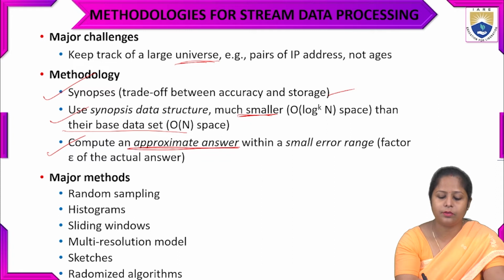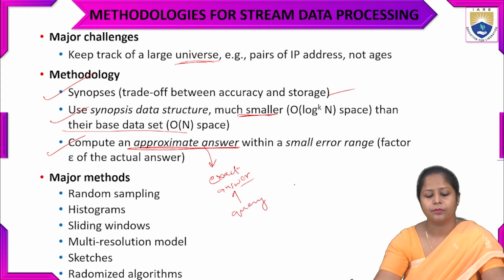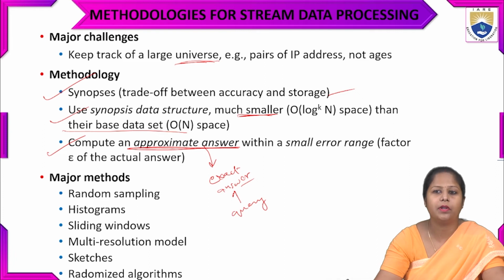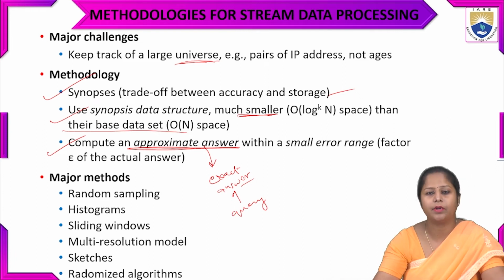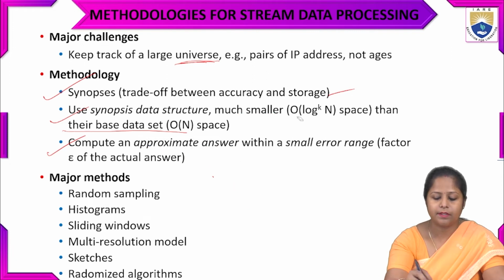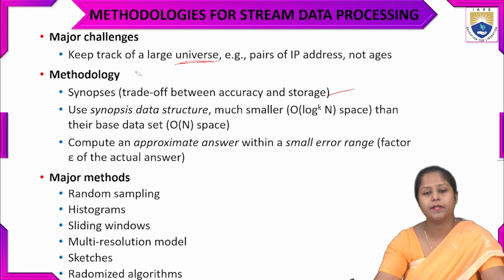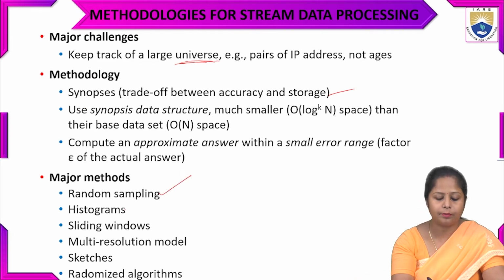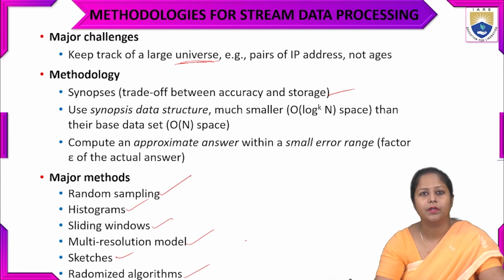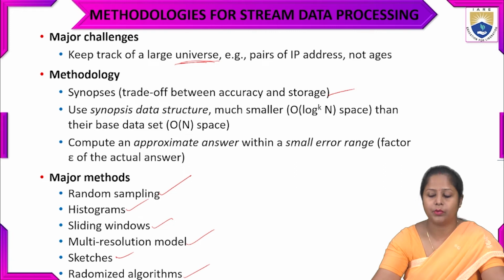Because we need to get the exact answer while writing any query, we take the synopsis data structure for the space, and then we get the approximate answer within a small error range, that is a factor epsilon of the actual answer, right? So like this the methodology will work. The major methods for that are random sampling, histogram, sliding window, multi-resolution model, sketches, and randomized algorithms. These are some methodologies we can use for stream data processing.